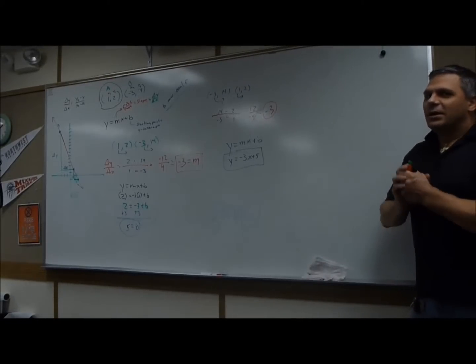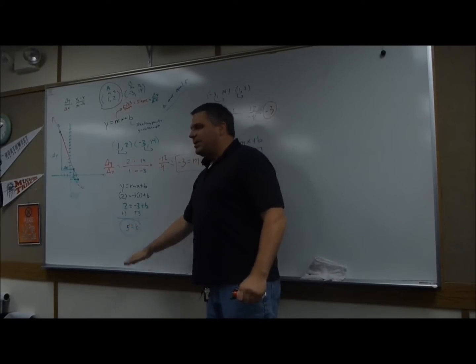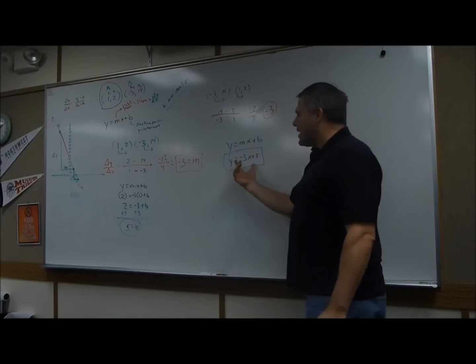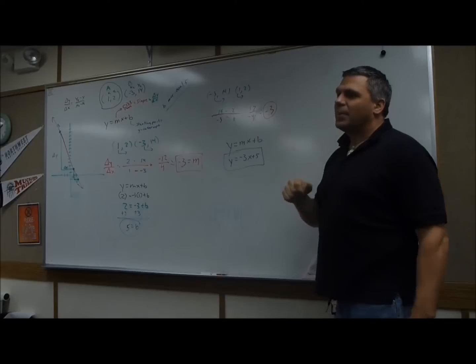All right, so yeah, what we do is we add the opposite. We add 3 to both sides. We get 5. And then we plug that back into the equation. Y equals negative 3x plus 5.